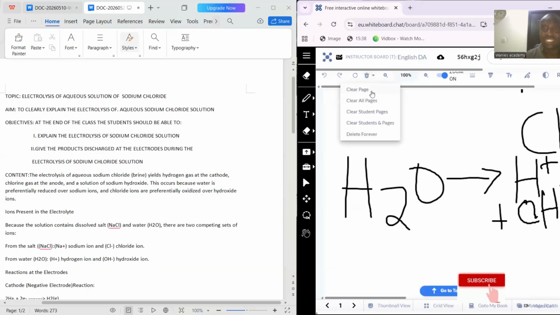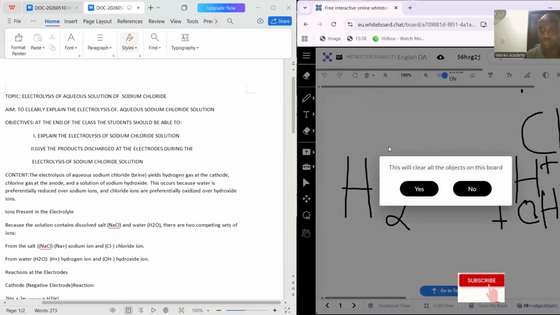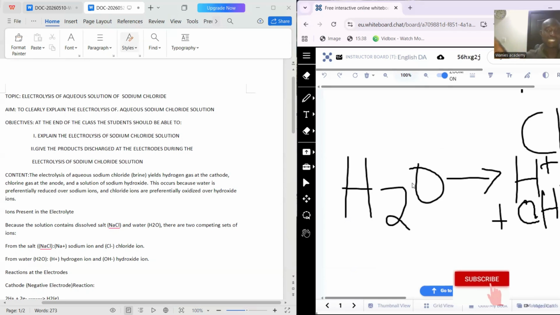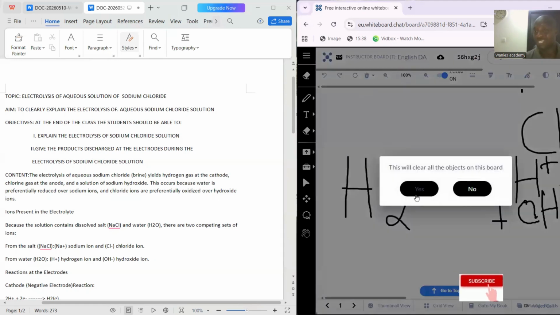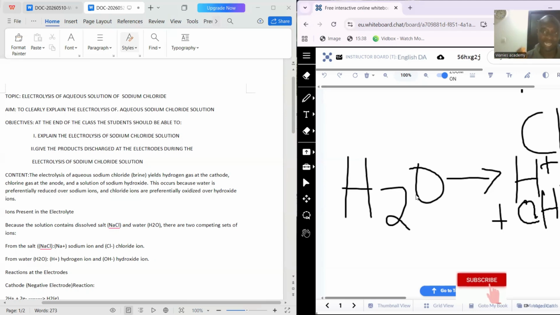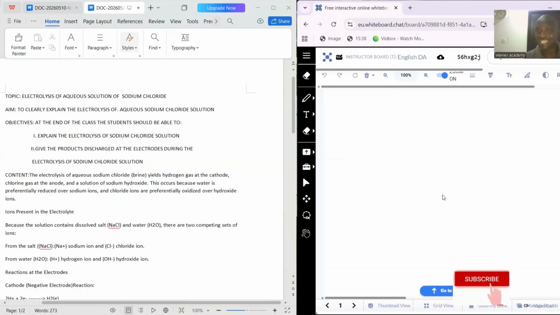Now let's look at the electrolytic processes that happen at the different electrodes. Let's start with the negative electrode, called the cathode. What happens at the cathode is basically reduction, and reduction is a gain of electrons. So at the cathode, hydrogen gas is discharged.